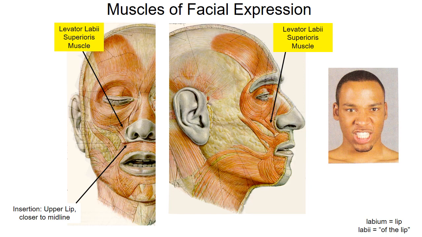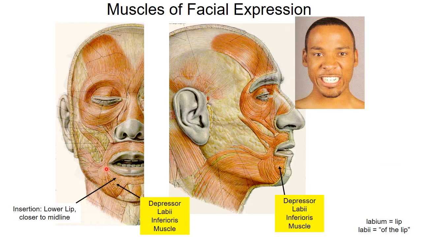Okay. And then we have a muscle down here that's going to pull down on the lower lip. And aptly, it's called the depressor labii inferioris. It's going to pull down on the lower lip, and that's this muscle right here. Notice the fiber orientation is more superomedial. Okay, it's going to insert more along here, closer to the midline, and so that creates this kind of look right here.